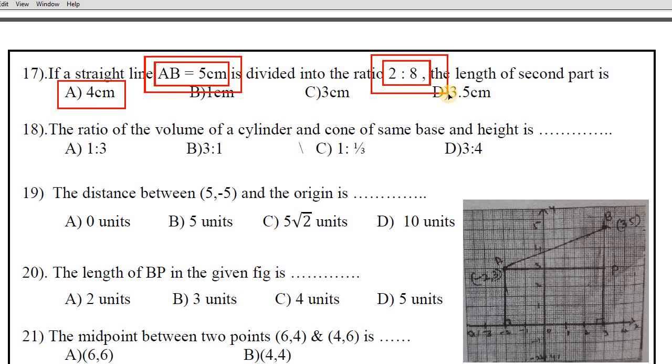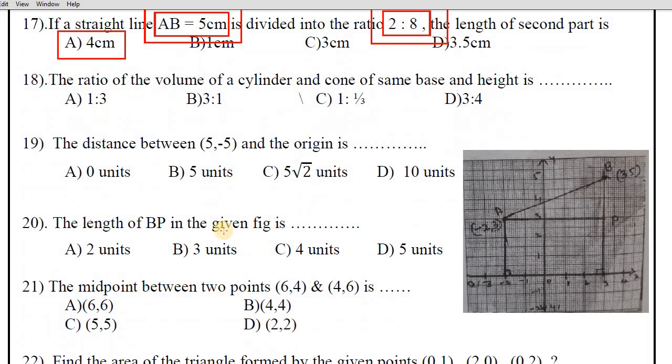So in that case you will get 1. And the next is 8 by 10 into 5. In that case you will get 4 centimeter. So my suggestion is simplify 2 is to 8, then you will get 1 is to 4. So 1 is related to the first part, 4 is related to the second part. That is enough.